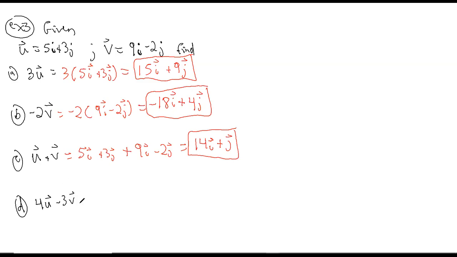All right, last up, 4u minus 3v. So this is kind of like a combination of a through c, because we have to do the distribution to the u and the v first, then we'll combine the like terms like we did in the last problem. So this will be 4 times the u, which is 5i plus 3j, then minus 3 times the v vector, which is 9i minus 2j.